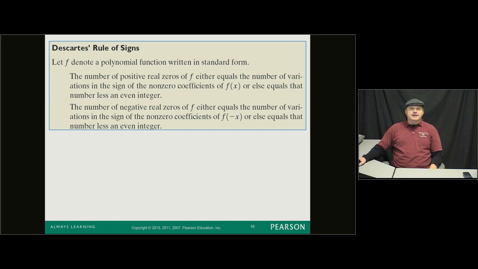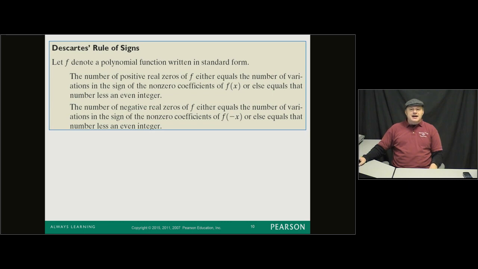So let's look at the rule itself. The Descartes' rule of signs says if f is a polynomial function written in standard form. Now remember, one thing it doesn't say here, the coefficients have to be real. If f denotes a polynomial function in standard form, the number of positive real zeros of f either equals the number of variations of signs of the non-zero coefficients of the function, or else equals the number less than that by an even integer. So what that basically is saying, in another way, is this.